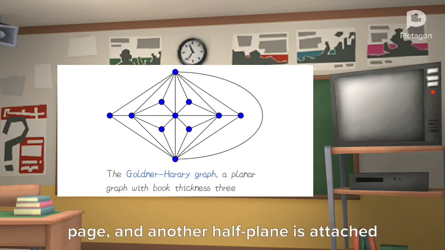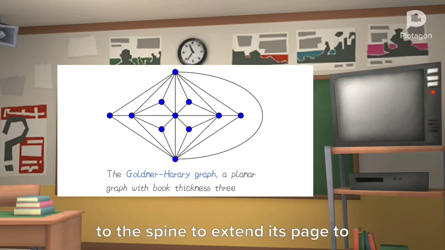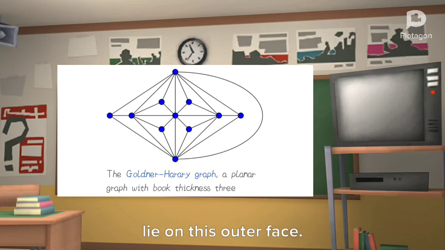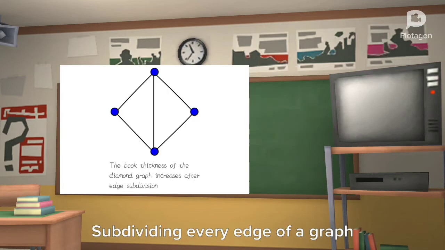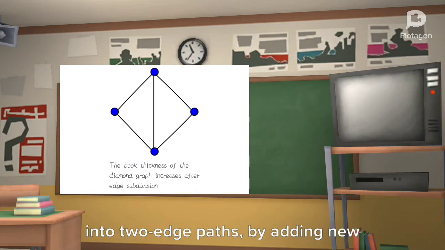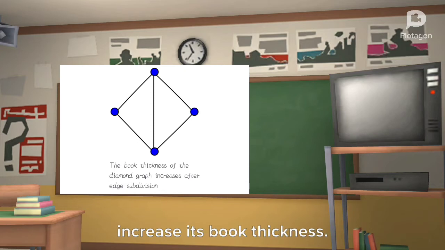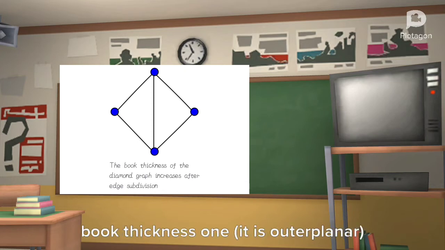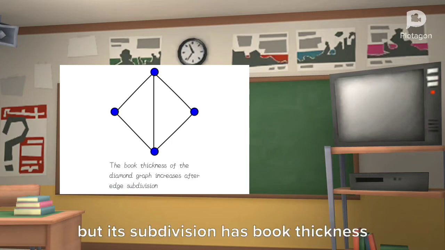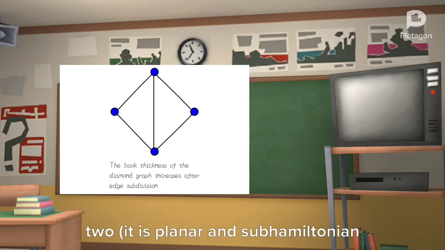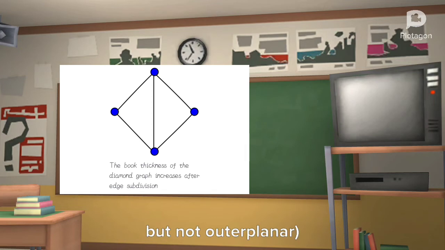For, if a graph is embedded on a single page, and another half-plane is attached to the spine to extend its page to a complete plane, then the outer face of the embedding includes the entire added half-plane, and all vertices lie on this outer face. Subdividing every edge of a graph into two-edge paths, by adding new vertices within each edge, may sometimes increase its book thickness. For instance, the diamond graph has book thickness 1. It is outerplanar, but its subdivision has book thickness 2. It is planar and sub-Hamiltonian but not outerplanar.